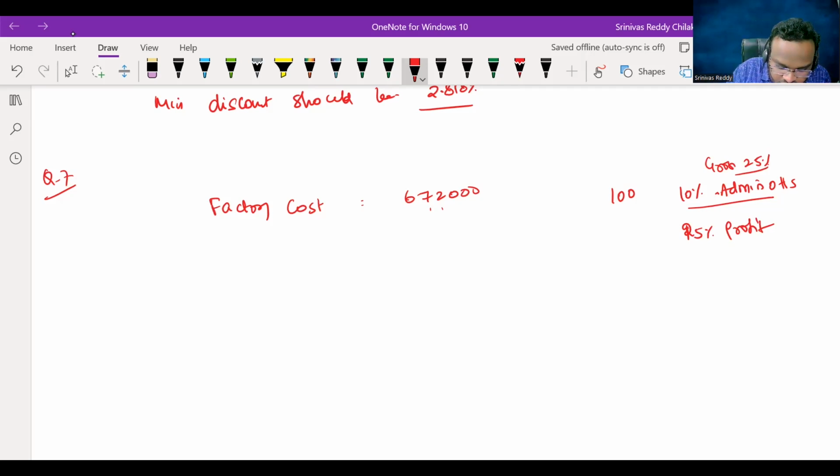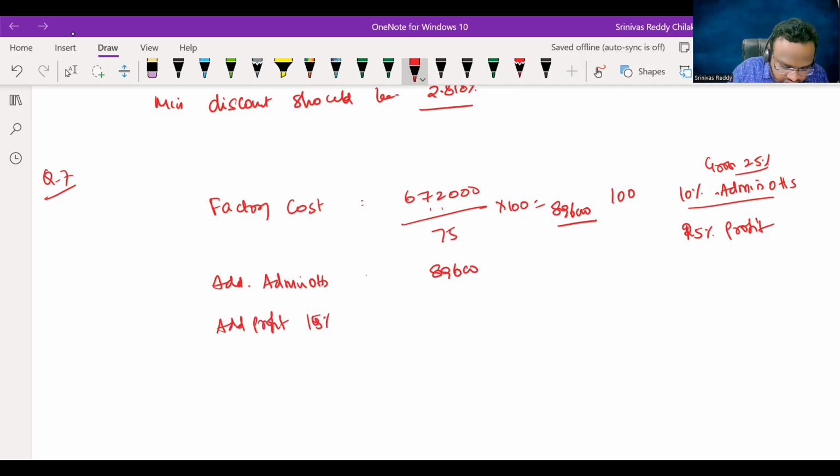Now, if 6,72,000 is equal to 75%, how much would be the sales value? 6,72,000 divided by 75 into 100, 8,96,000. Now, if you see admin overheads, 10% of selling price, 89,600. Add profit, 15% on selling price. So selling price per batch, 8,96,000.